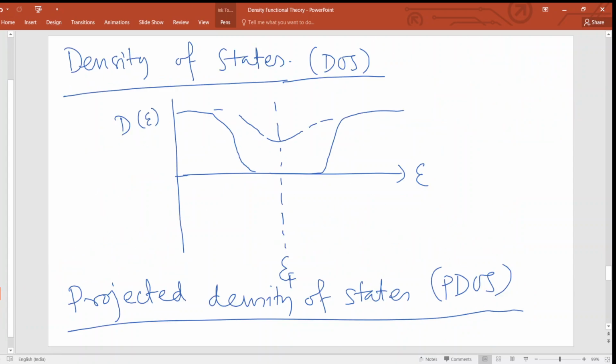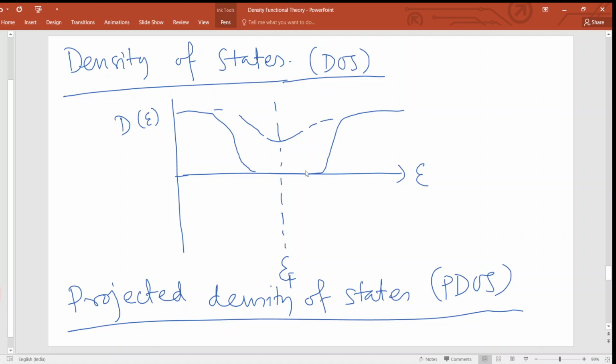So another useful property which you get is called the density of states. You probably know what the density of states is: the number of states per unit volume at a given energy, or say per unit energy. Okay, so the higher the density, the higher the chances of occupation.